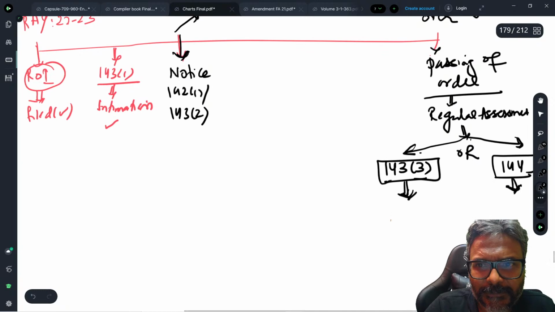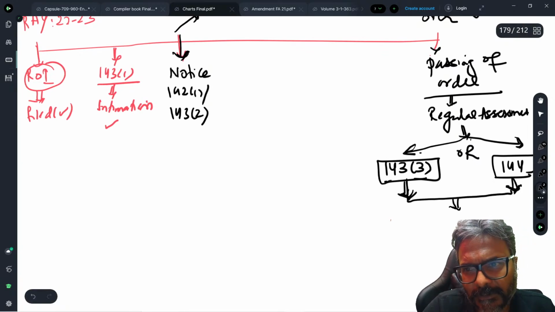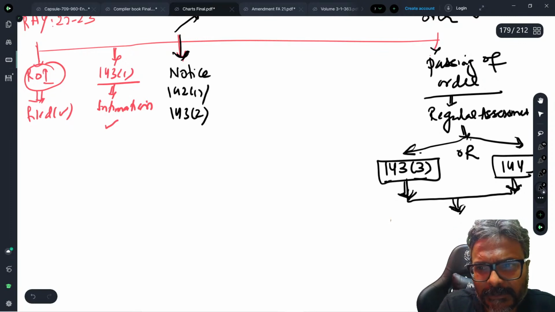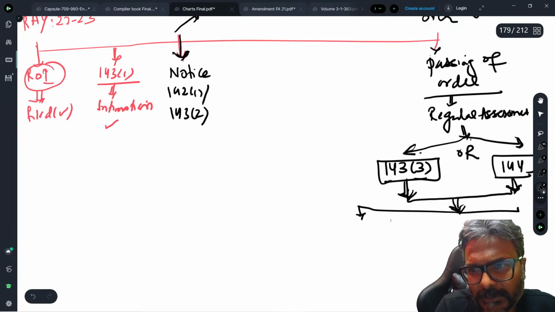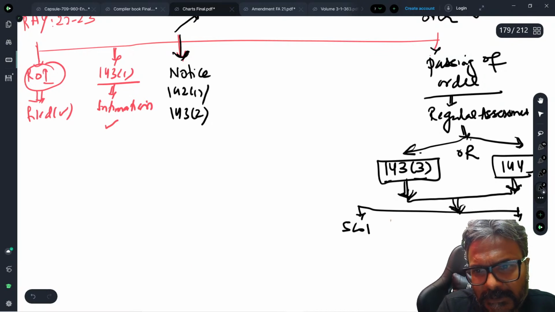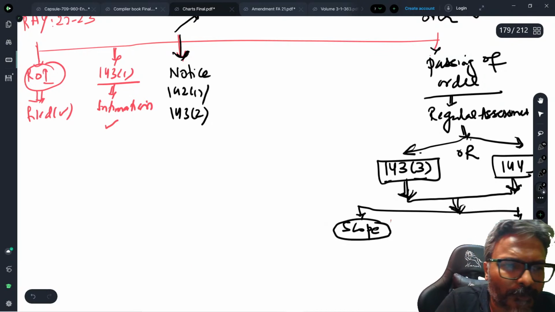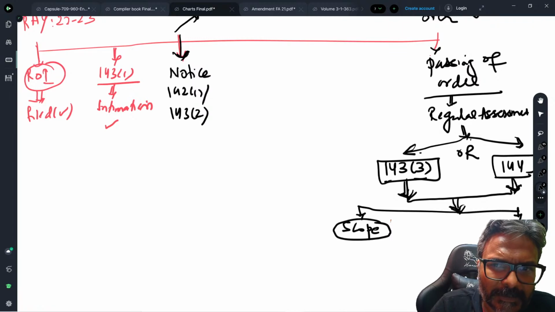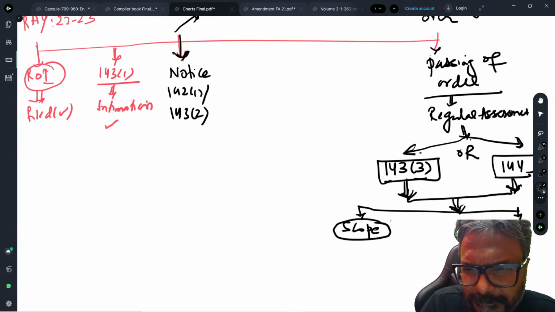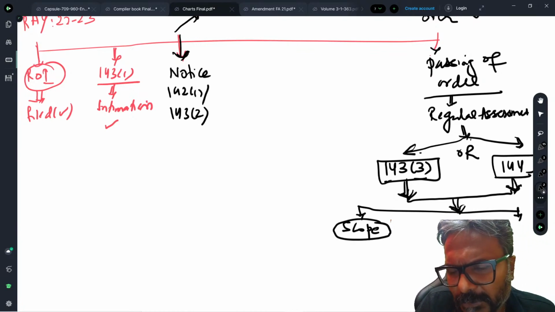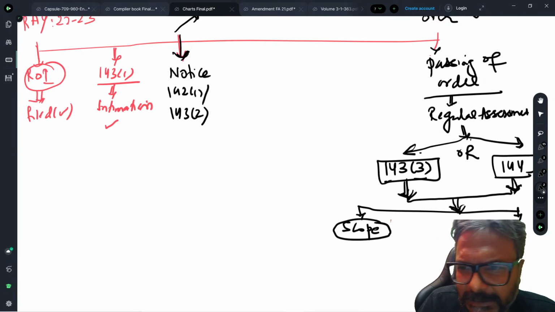Now over here, if you see 143 and 144, what do we get? Be careful, students. Two things we get. One is the scope: what is the scope of the assessment, students? You will say, sir, we are not finding any link. Don't worry, give me a day's time. I will share the link in this video itself, in the description box. The second is the time limit.